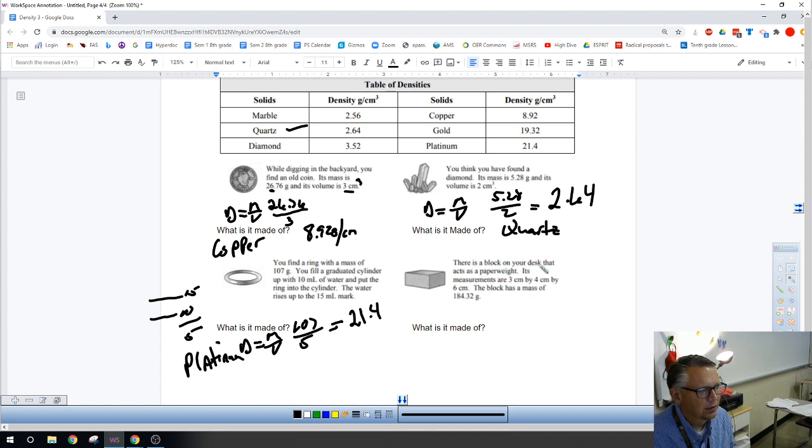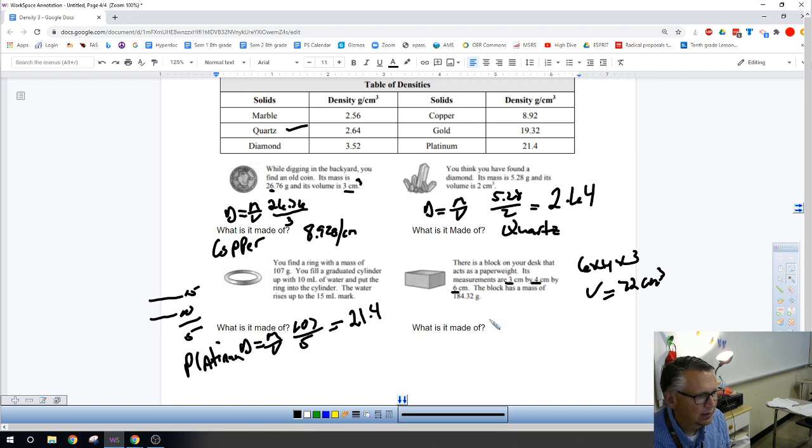And a block on your desk that acts as a paperweight. It has a measurement of 3 by 4 by 6. So if we take 3 times 4 times 6, that gives us a volume of 72 cubic centimeters.